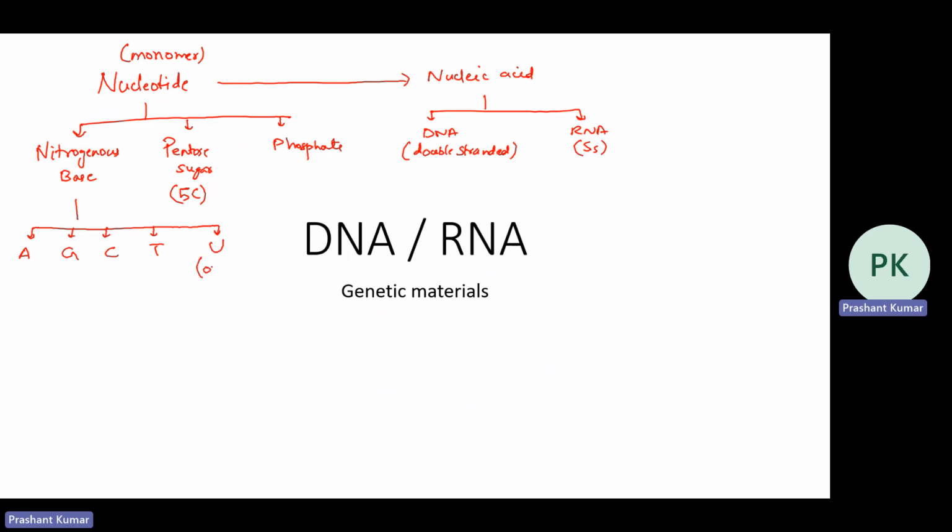Uracil, this base is only found in RNA, whereas T is only in DNA, whereas A, G, and C are found in both.